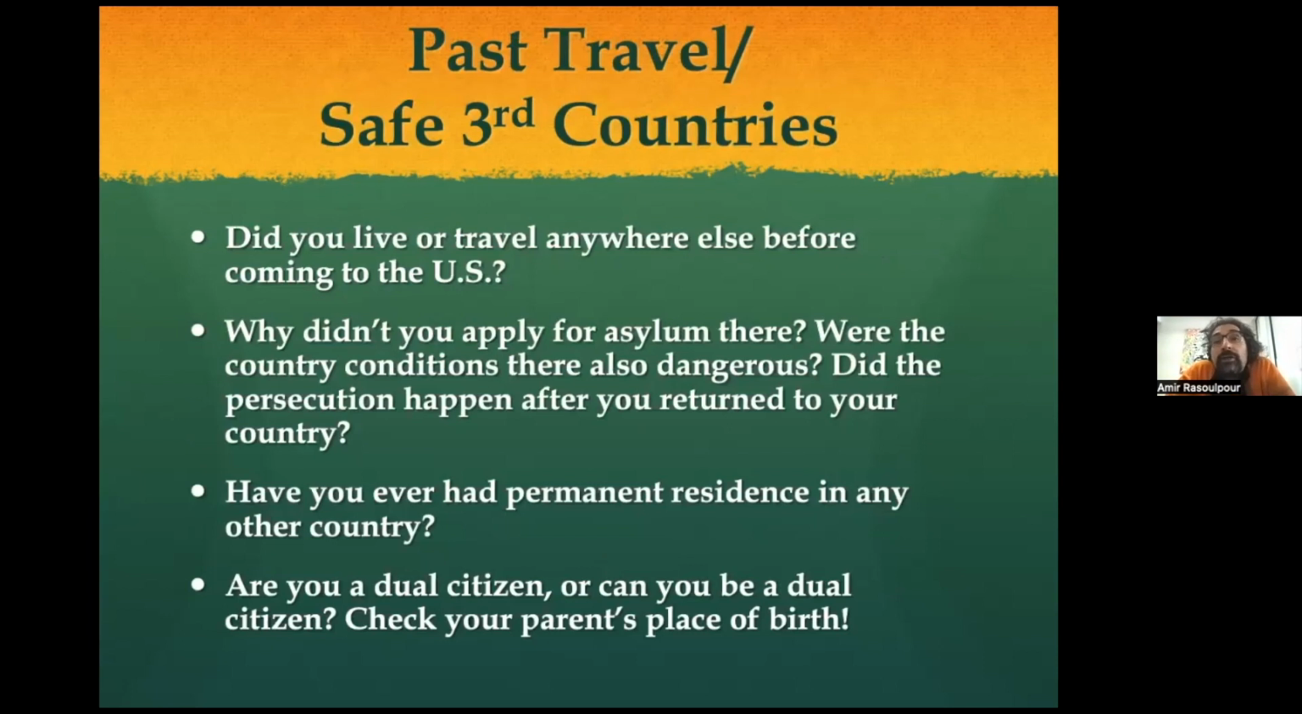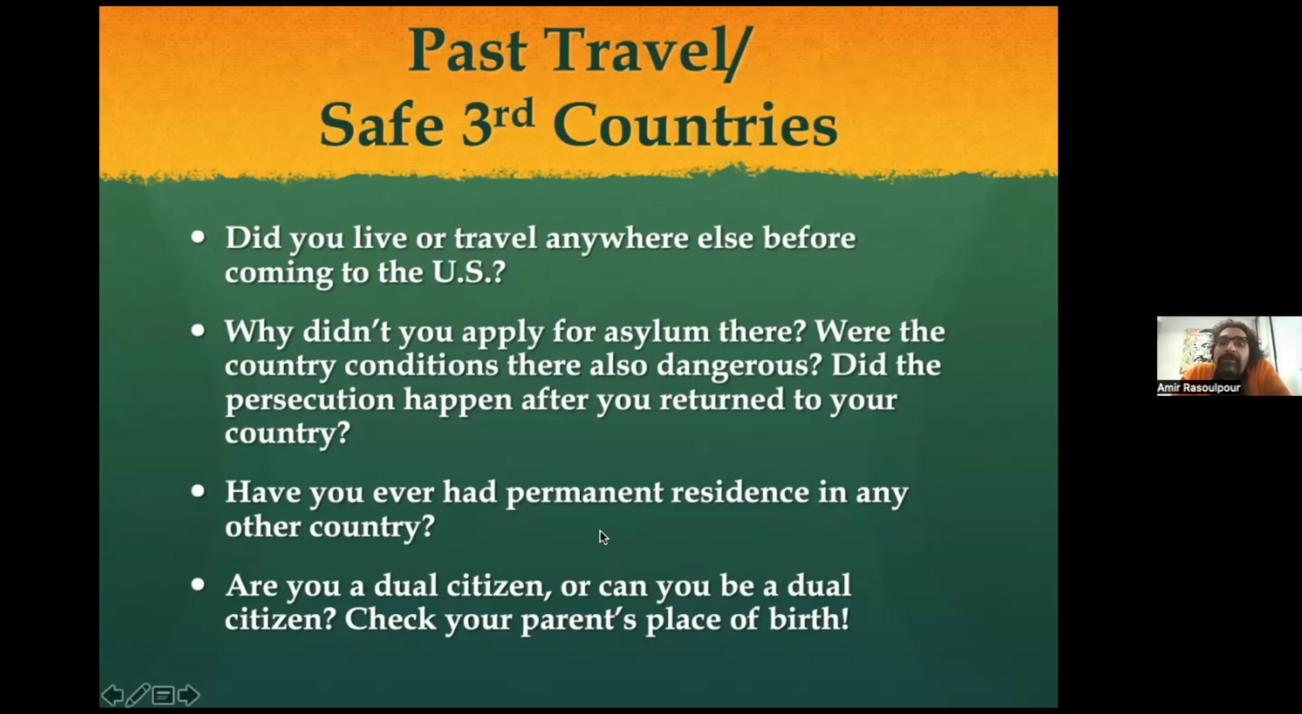Another thing that should come up in your story and will definitely be asked at your interview is if you lived anywhere else before coming to the US, and if so, why you didn't apply for asylum there, or what the conditions were like there. Perhaps you came to the US but were living in another country for 2 years as a tourist. What was going on there that you couldn't apply for asylum there or permanent residence there? There might have been no way to do it. Or maybe the country was very xenophobic and not welcoming to people of your citizenship, your nationality. So those things would need to be explained.